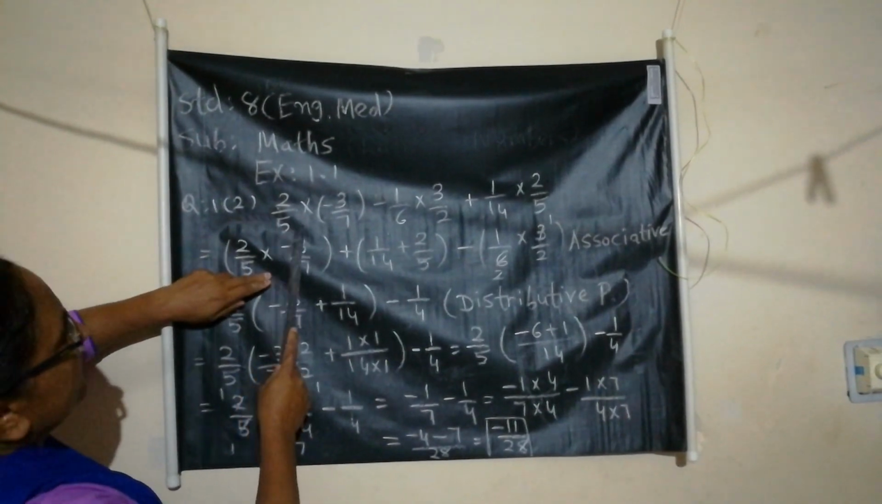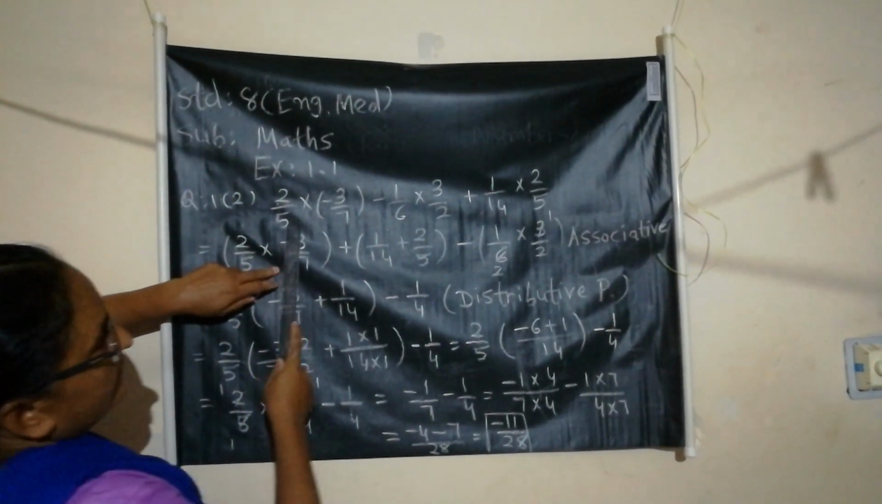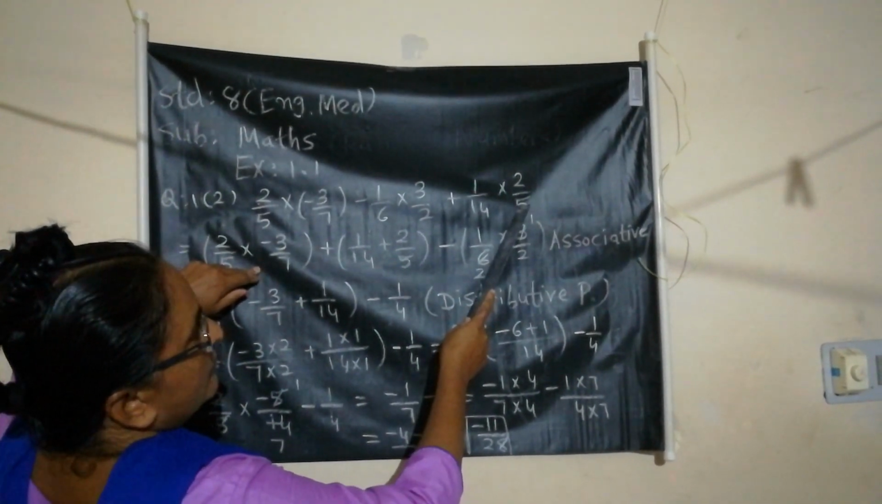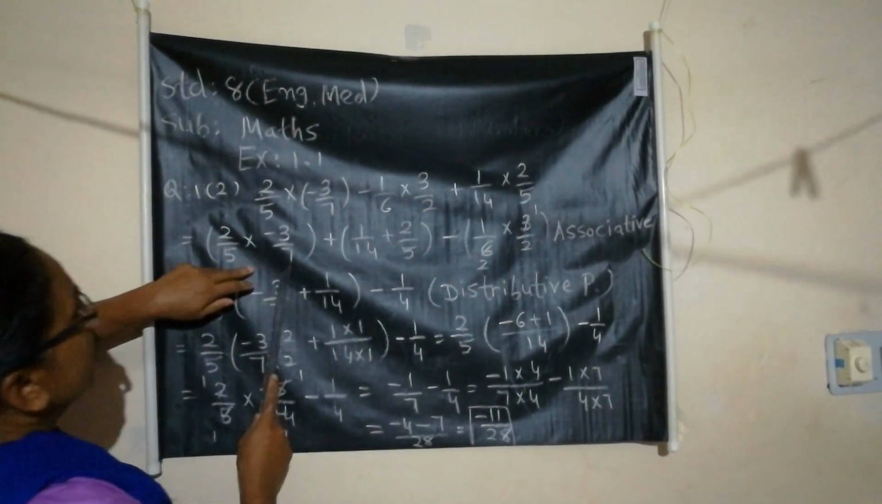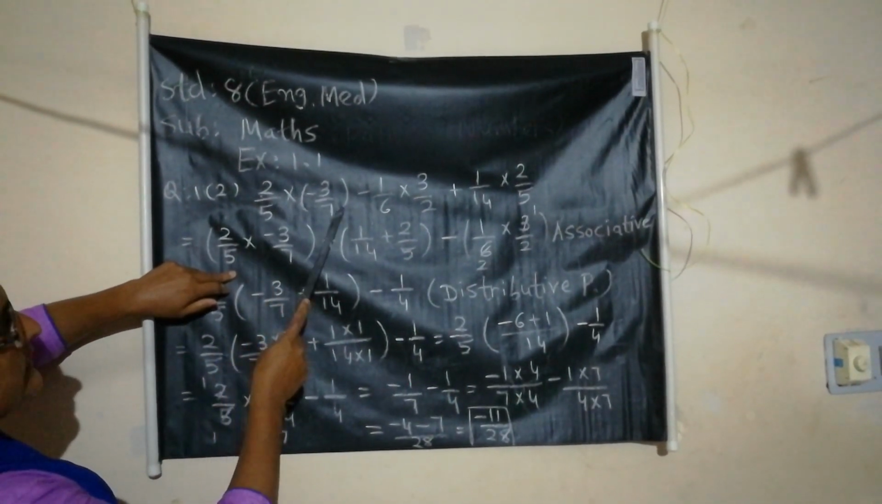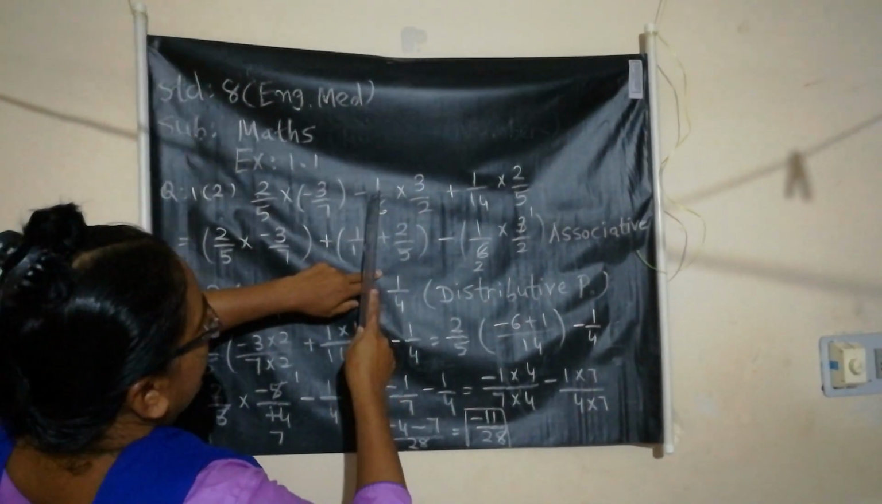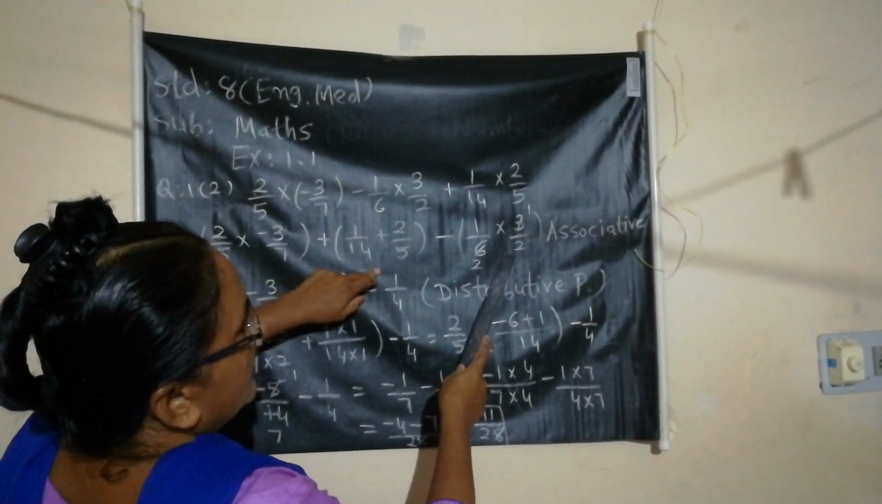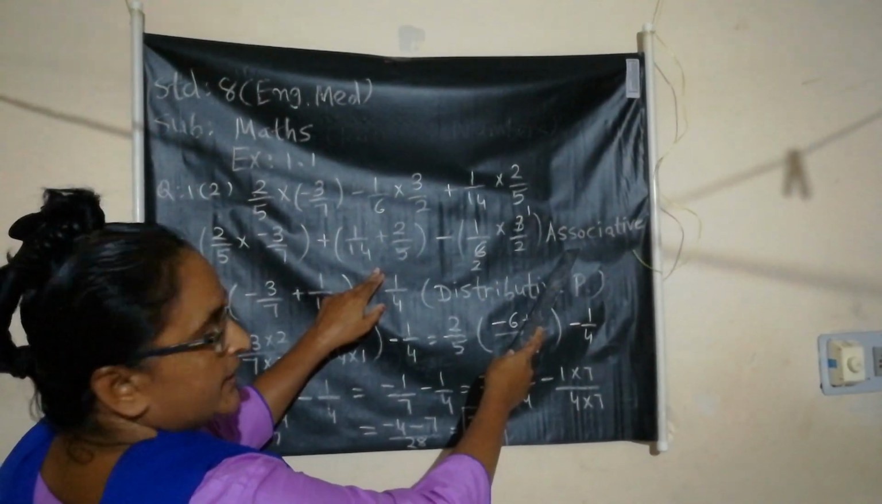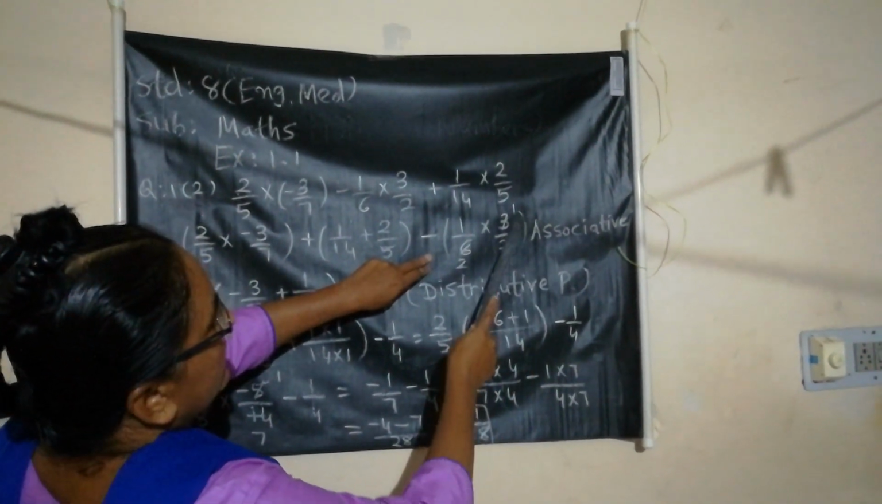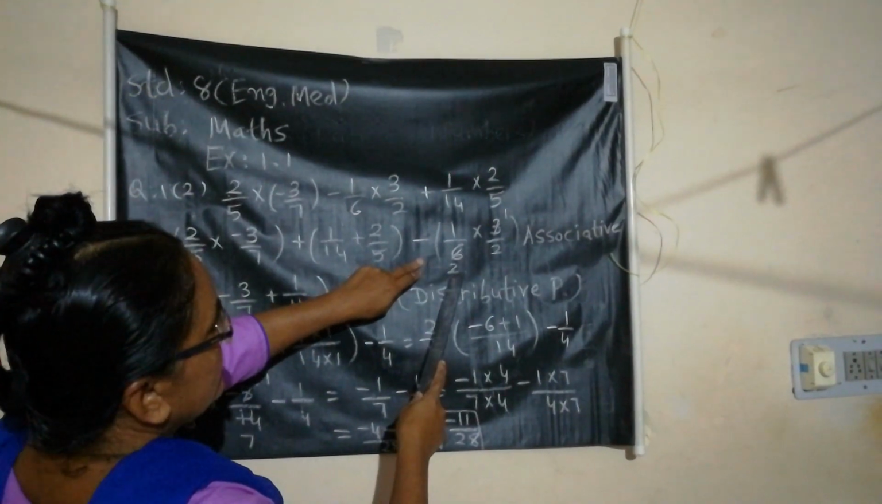Here there is 2 upon 5 in this term. Here also there is 2 upon 5 in this term. Therefore, we put this term first, this term second, and in last this term. Here we use the associative property. Here 3 ones are 3, 3 twos are 6.